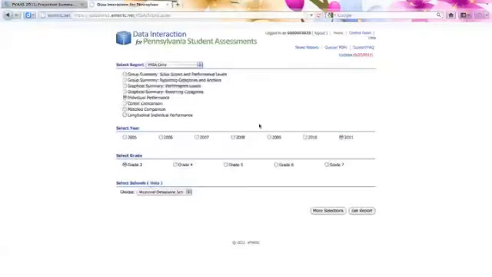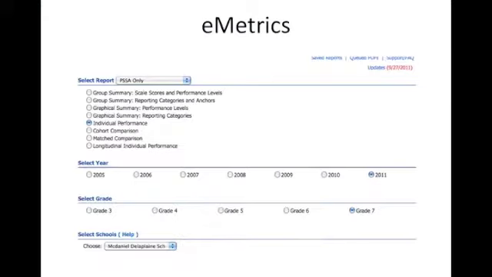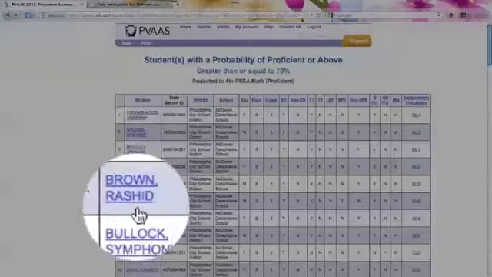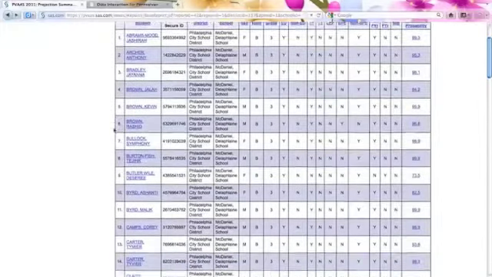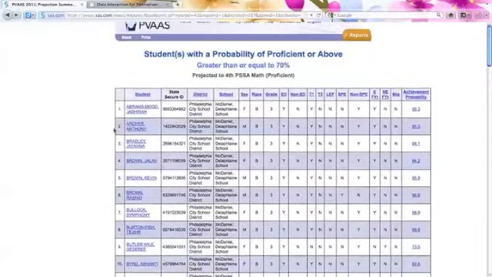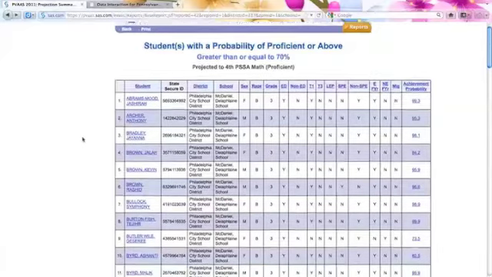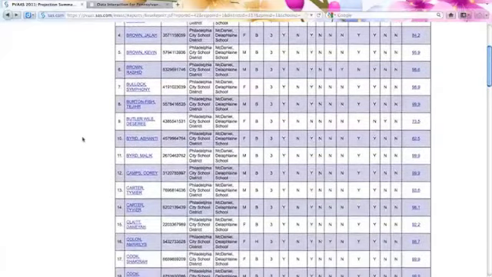Once you sign in, you just have to click agree, and then you can right away get to generating a report. Keep in mind that the PSSA from last year was given in 2011. Once you get your report, you're going to go back to Pvaas. Now, I have 2 tabs opened up, and the reason is because I want to look and see who my target kids are, and then I need to look and see what specific skills they need to work on.